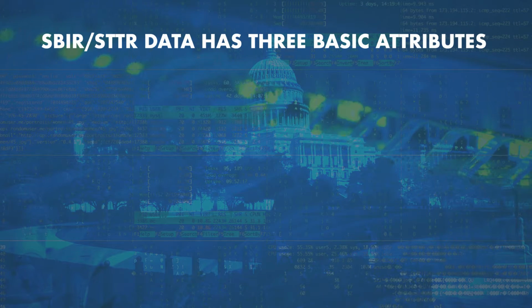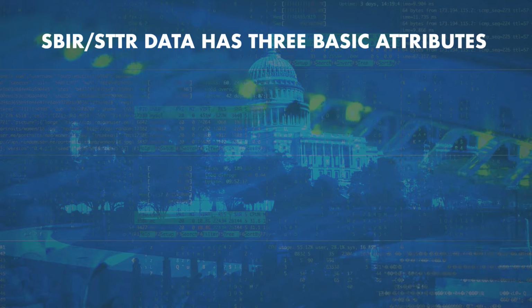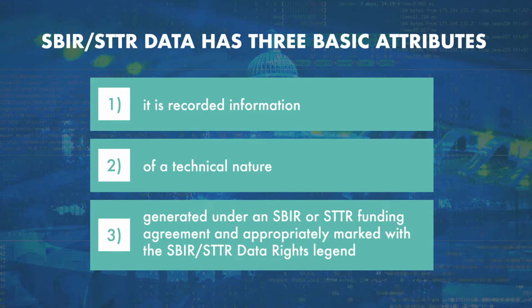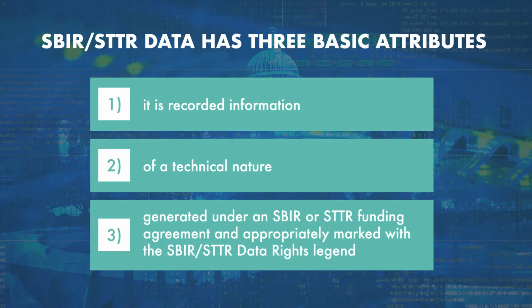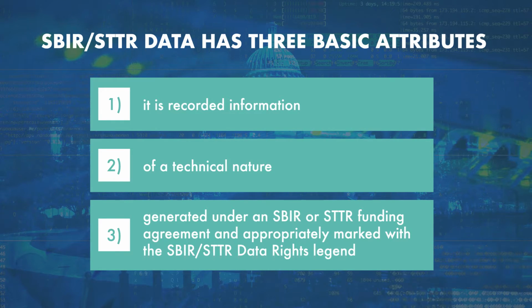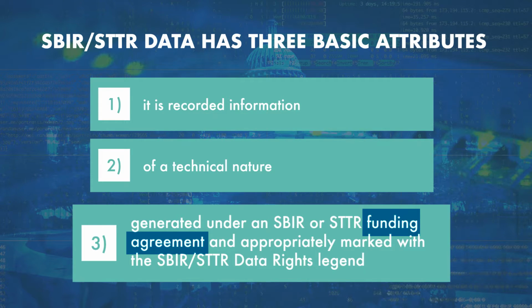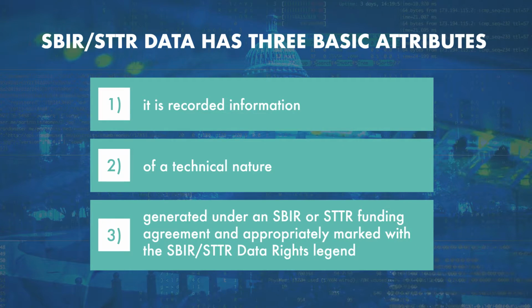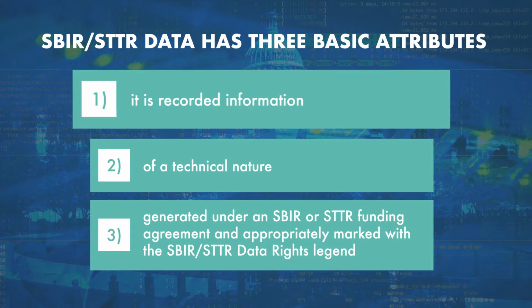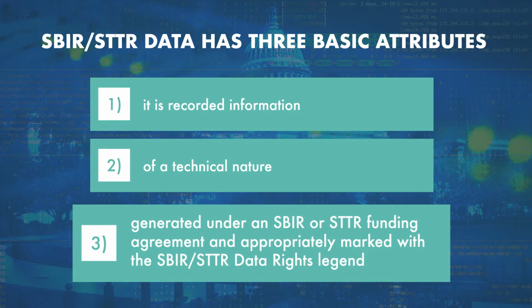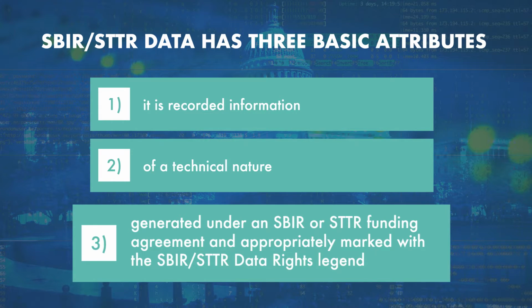SBIR and STTR data have three basic attributes. It is recorded information, secondly, of a technical nature, and third, generated under an SBIR or STTR funding agreement, and appropriately marked with the SBIR STTR data rights legend. We use the term funding agreement because SBIR awards can be grants, contracts, cooperative agreements, or any other type of funding award the government chooses to make. So we're going to talk about recorded information that's technical in nature and that is generated under an SBIR or STTR funding agreement and, of course, appropriately marked. Let's take a look at each of these elements.